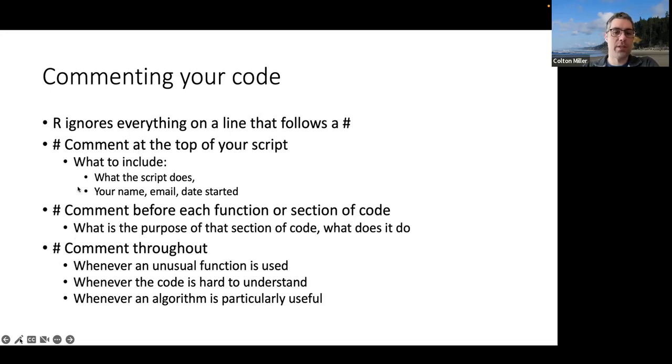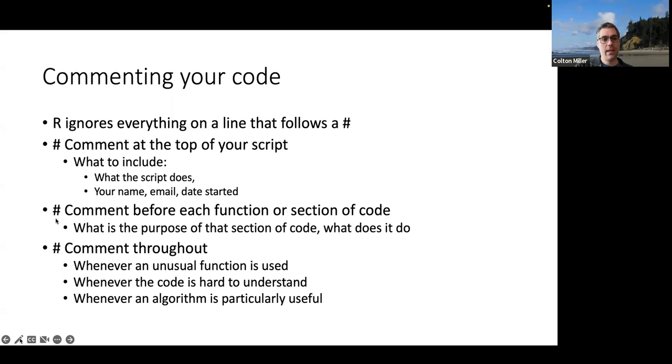I have several things about where to comment. When we comment at the top of your script, here's what the whole script does generally. This script loads a data set called fish length, and it calculates the mean size of fish under 300 units in length. I wrote this script, my name's Colton, my email is this, and I wrote it or started it on March 28th, 2023. And then when you go back to it, or if somebody else goes back to it, there's some details to recap the big picture of what's going on.